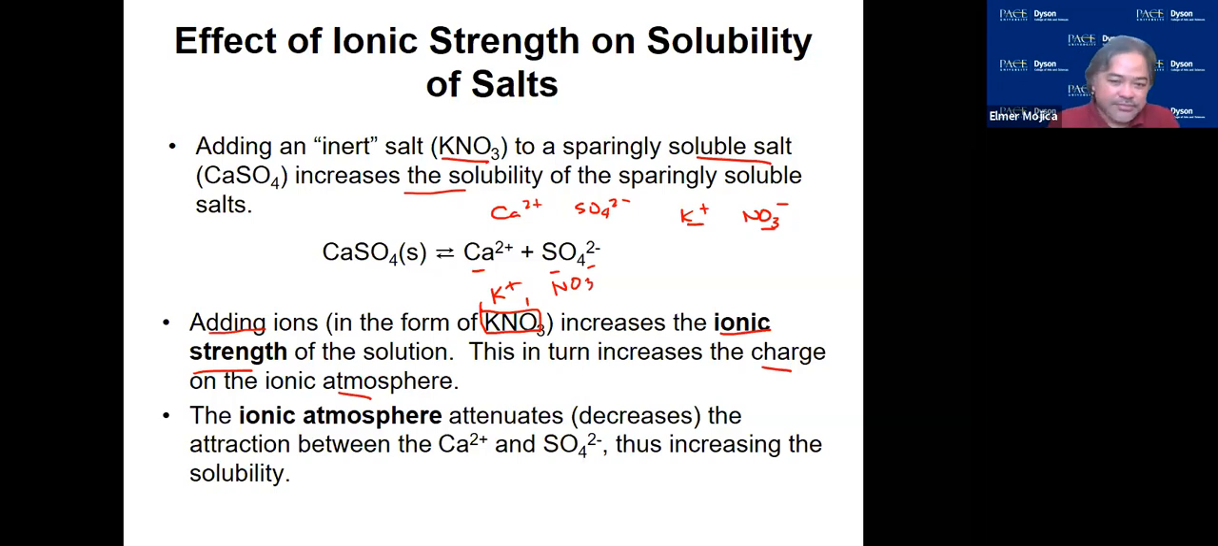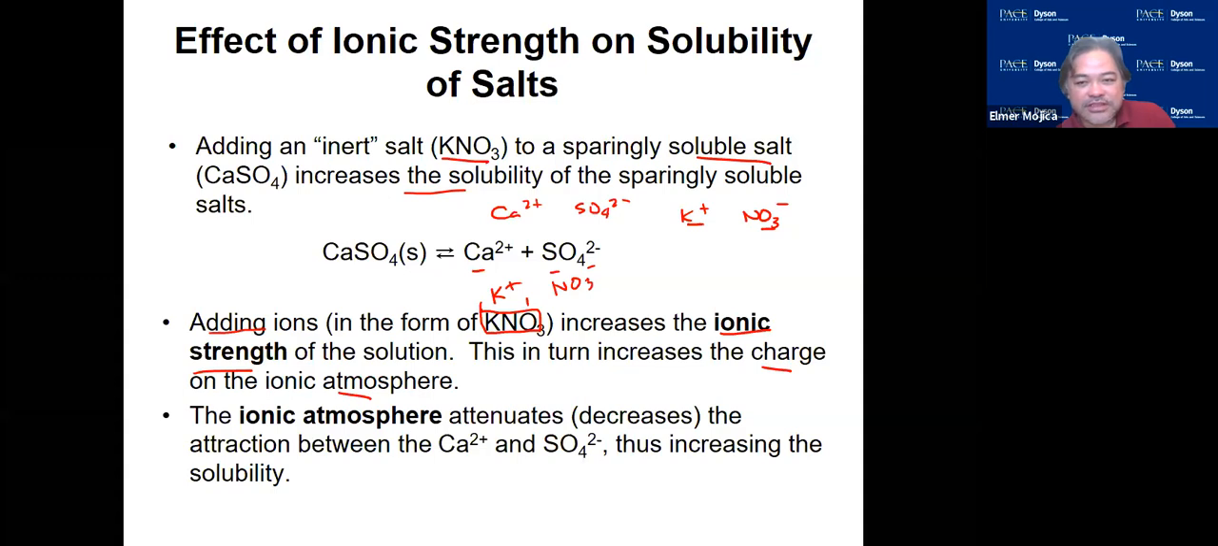So when you add them, the ionic strength that you have before is just calcium 2 plus and sulfate ion. So when you add KNO3, you form K plus and NO3 minus. So that means there's an increase in the ionic strength. And because there's an increase in the ionic strength, there's also an increase in the charge of the ionic atmosphere. So you want to know what is ionic atmosphere, okay? Because the definition, the effect that it says there, the ionic atmosphere attenuates or decreases the attraction between calcium 2 plus and sulfate, thus increasing the solubility.